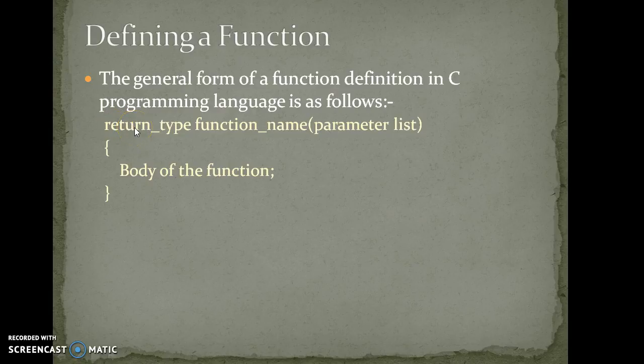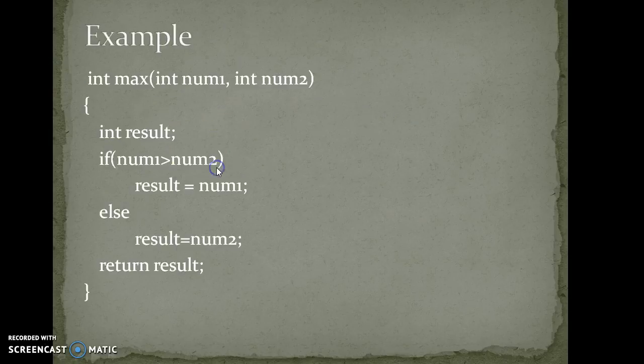Return type is nothing but a valid data type of C language that specifies the return value of this function. Function name is a name given to that function. Parameter list is the list of input values that this function accepts. Within curly brackets, we define the body of the function. That means the activity that the function has to perform is defined here in the body section of the function.